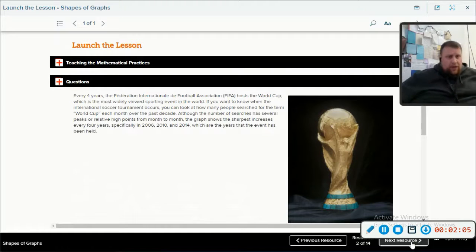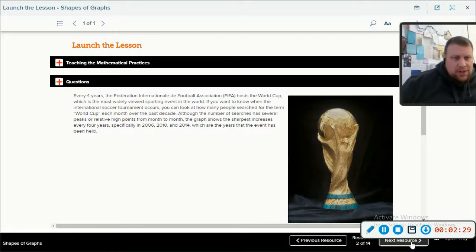So every 4 years, FIFA International hosts the World Cup. I know it says Federation Internationale de Football Association, that's FIFA, hosts the World Cup, which is the most widely viewed sporting event in the world. If you want to know when the international soccer tournament occurs, you can look at how many people searched for the term World Cup each month over the past decade.